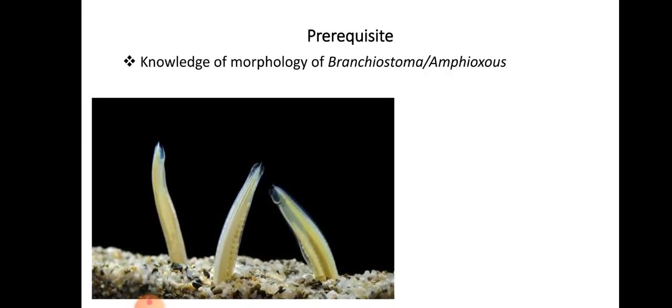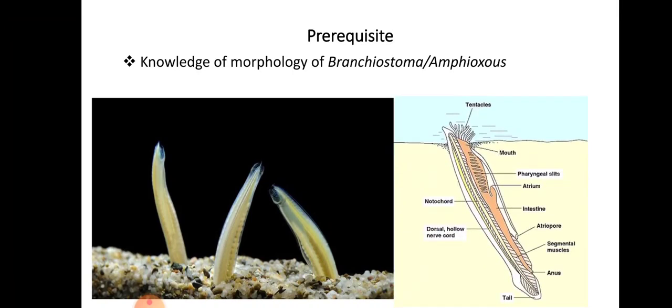As a prerequisite, you all know the morphology of branchiostoma or amphioxus, so you can imagine how this amphioxus looks. We have already seen this photograph which shows how amphioxus fixes itself in its habitat, putting its oral hood outside and the rest of the body burrows inside.